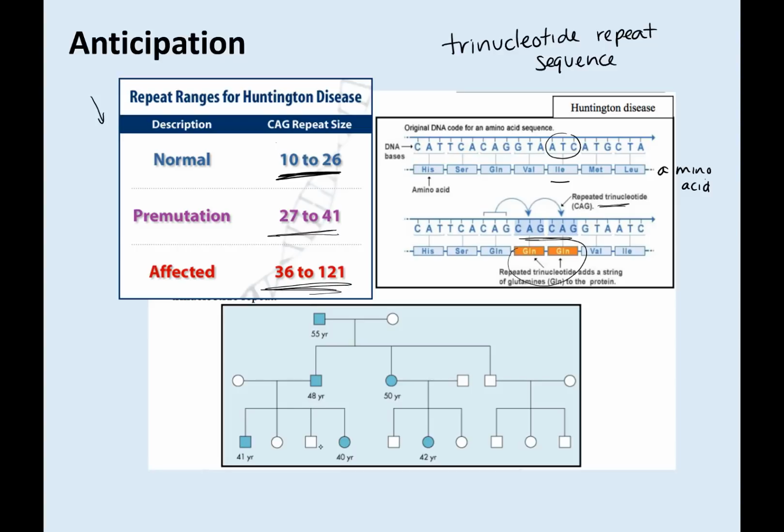So we don't have the repeat numbers on this chart, but what's most likely happening is they're accumulating more repeats and then passing that on, and their children are accumulating more repeats. And so you get an earlier and earlier onset of the disease. So that's anticipation.